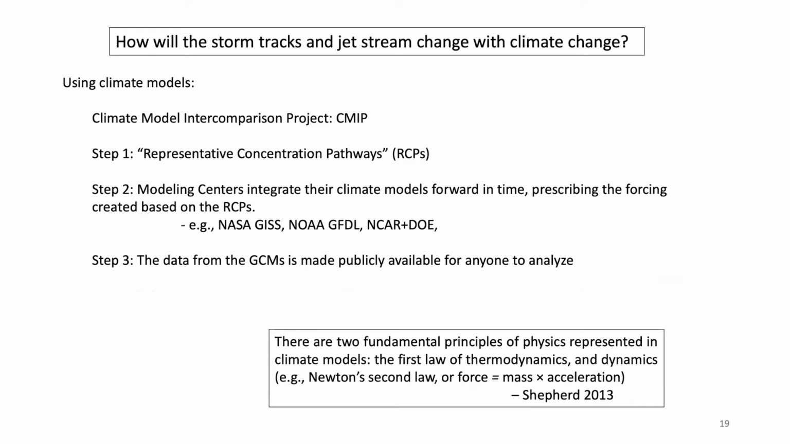Now, instead of using theory to talk about how the storm tracks and jet stream will change, we'll try and use models. You might have heard of CMIP. This is the Climate Model Intercomparison Project, an international project where multiple modeling centers use the same set of atmospheric changes to run their models into the future. The atmospheric changes are referred to as representative concentration pathways.